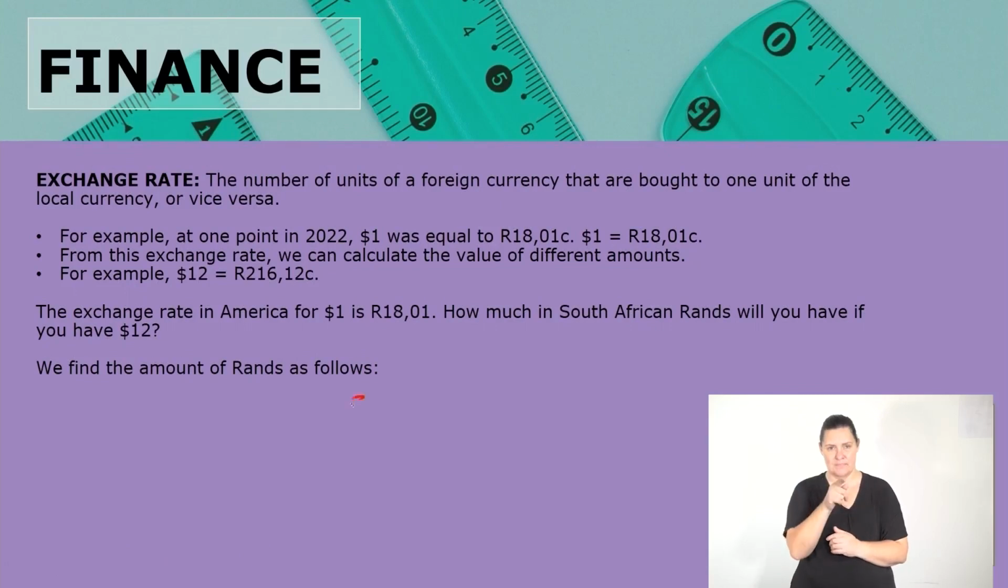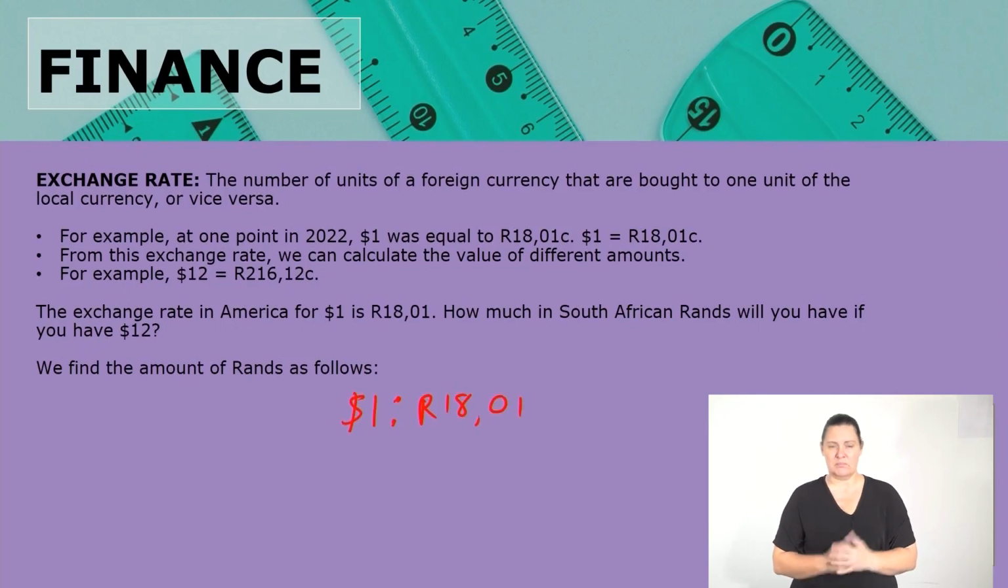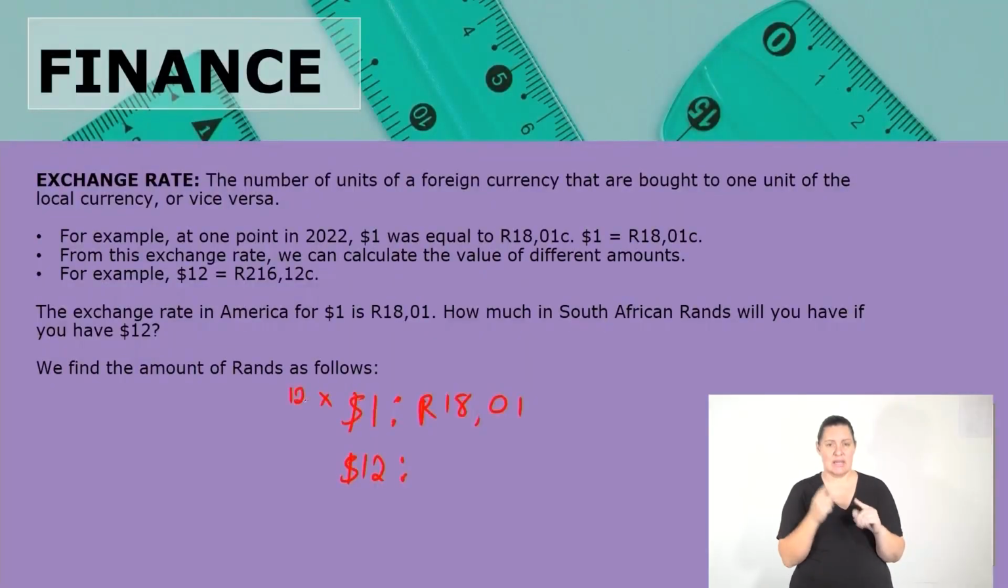Remember that $1 is to 18 rands and 1 cent. So how do we get to $12? Remember, because we're working with a rate, we need to work with multiplication. So from $1, I multiplied by 12 on the left-hand side. This means that I have to go now and multiply by 12 on the right-hand side.